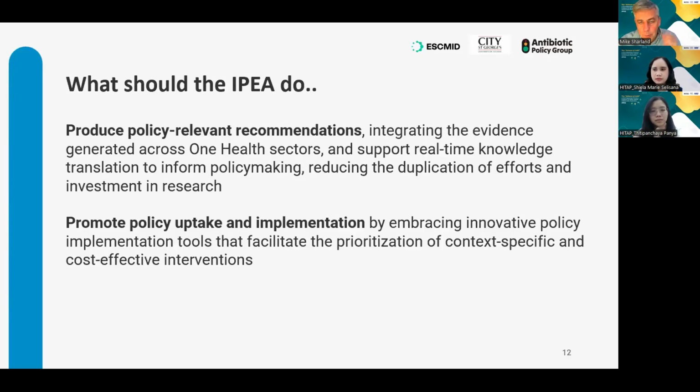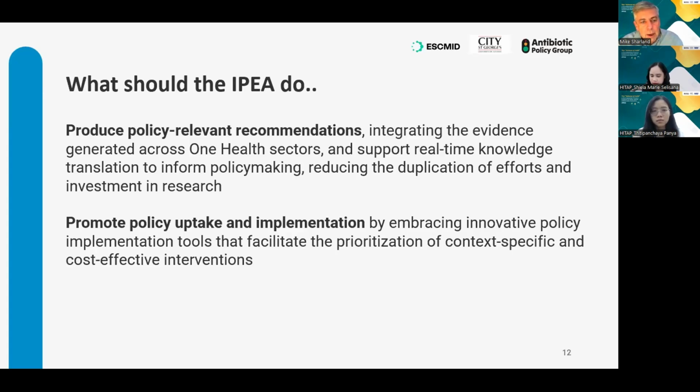AMR is so complex. Many thousands of papers are published every year, of course, across all the different sectors. And people tend to stick to their sectors. On the whole, in human health, people read the human health literature, in animal health, the animal health literature. And so it's quite hard to keep up with all of the different areas. In fact, it's impossible. So this reduces the duplication of efforts and also will help to focus investment in research.